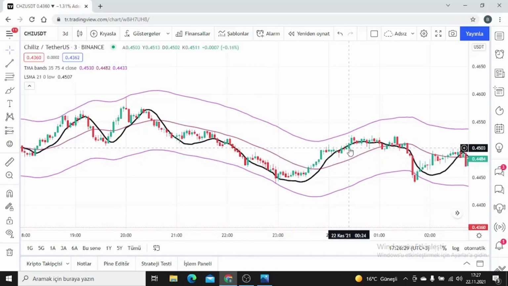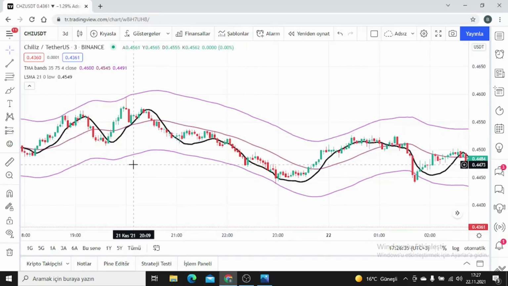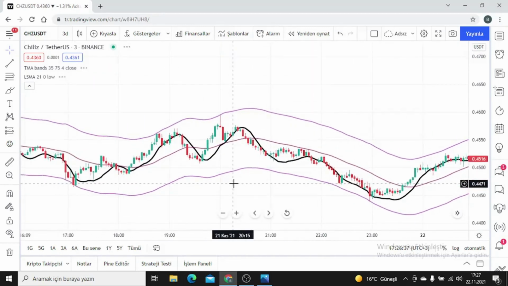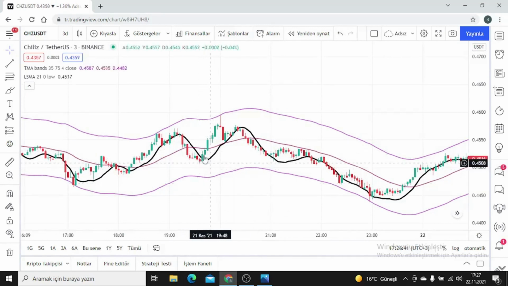But after making a purchase here, if we follow it with a stop loss above the moving average, we can see that the price has already risen again. As I said, a regular decrease, that is, a horizontal decrease without volume, is as follows. In horizontal positions without volume, all indicators give an error. There is no indicator that does not give us an error.